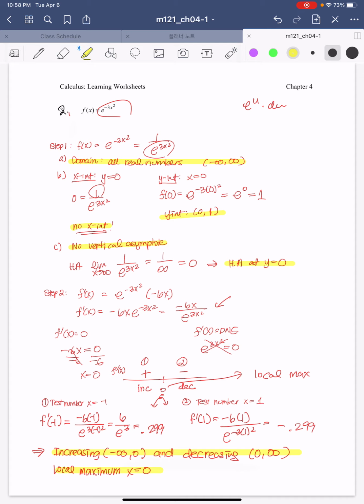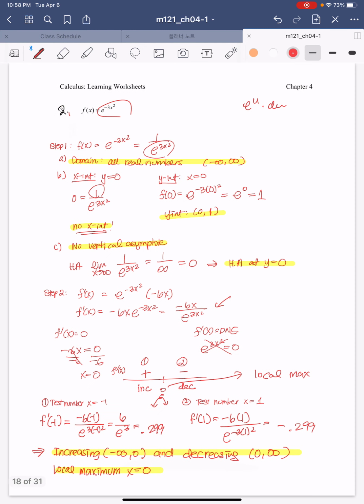Okay, and let's go to step 3, which is the second derivative. So for the second derivative, let's go back and copy down our first derivative. This was our first derivative.